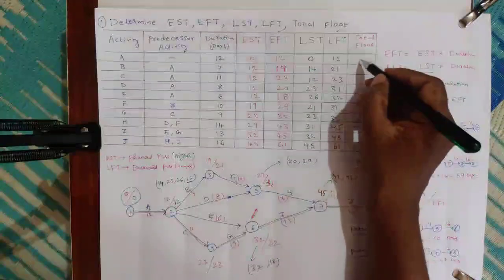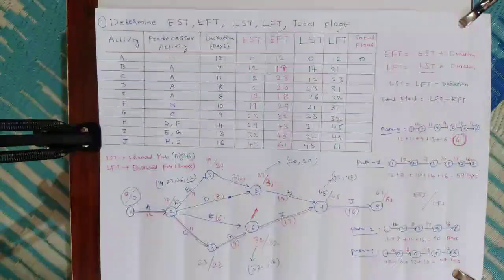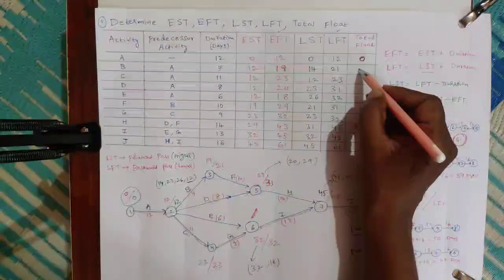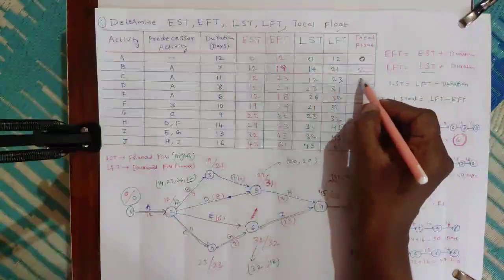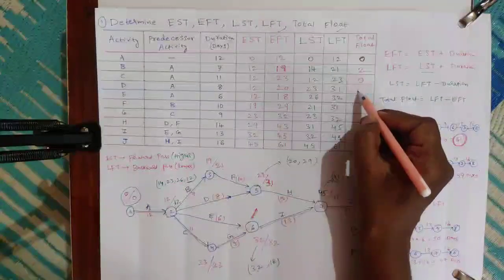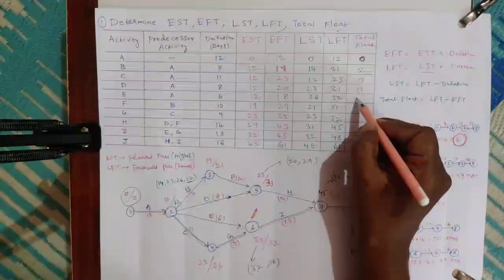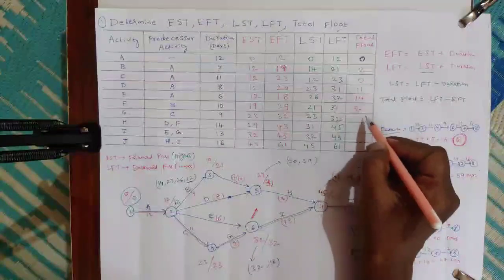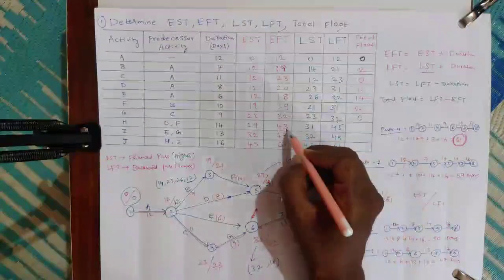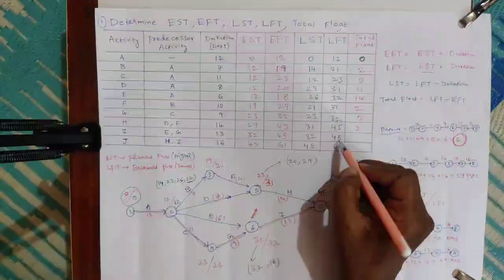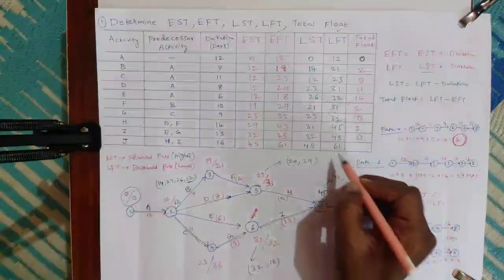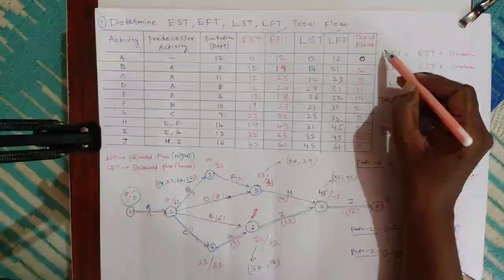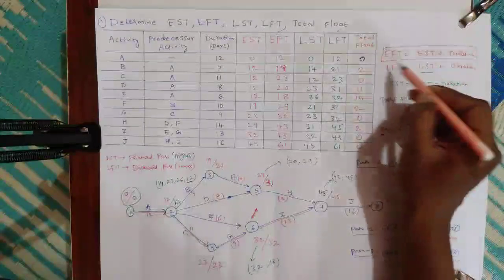That is 12 minus 12, 0. 21 minus 19, 2. 23 minus 23, 0. 31 minus 20, 11. 32 minus 18, 14. 31 minus 29, 2. 32 minus 32, 0. 45 minus 43, 2. 45 minus 45, 0. 61 minus 61, 0.